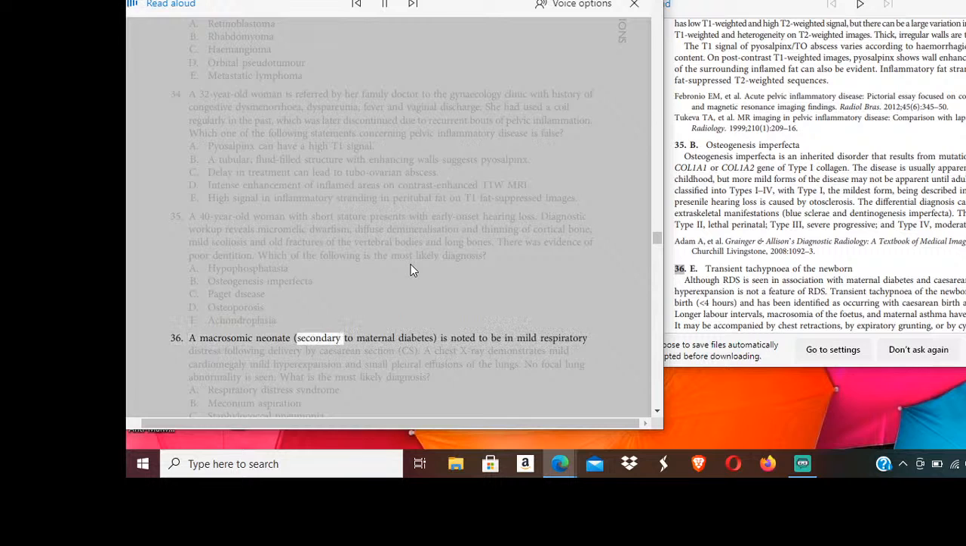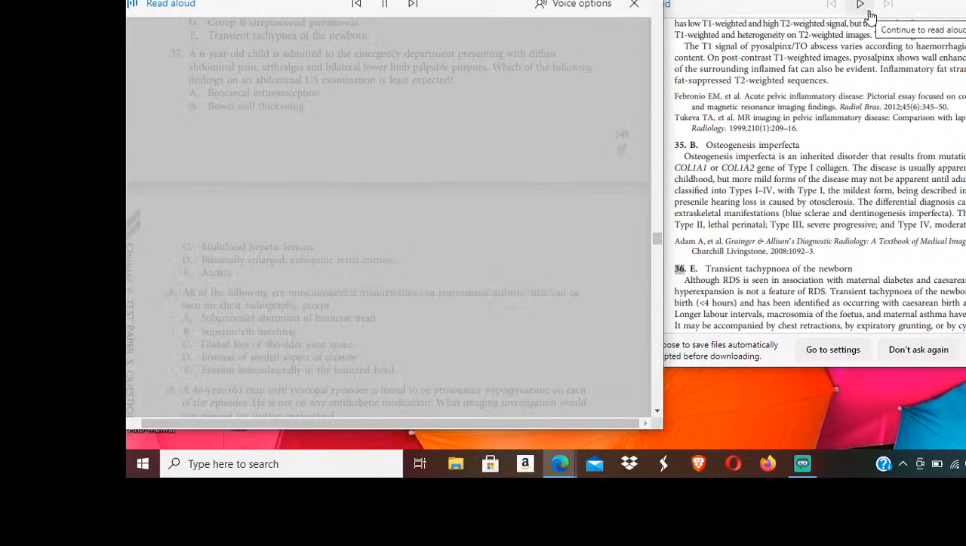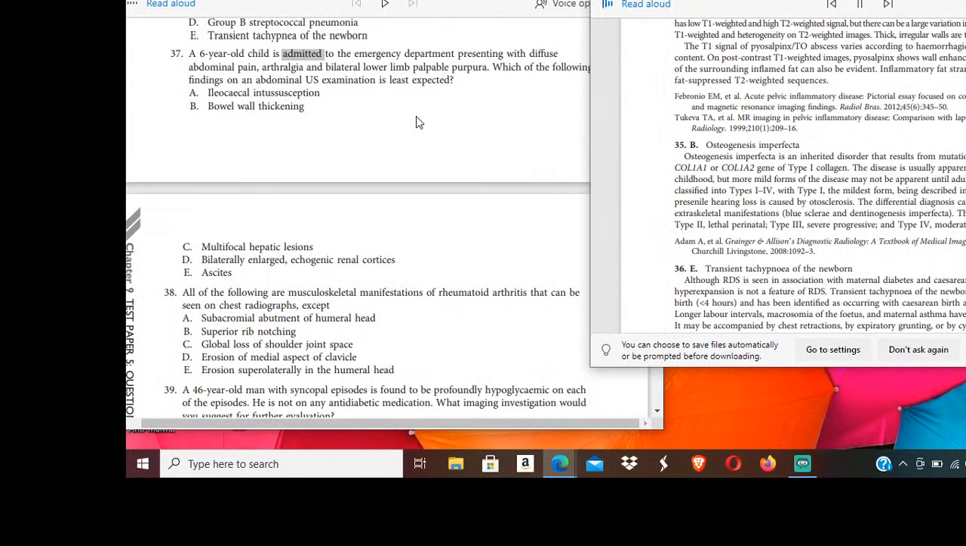36. A macrosomic neonate, secondary to maternal diabetes, is noted to be in mild respiratory distress following delivery by cesarean section, CS. A chest X-ray demonstrates mild cardiomegaly, mild hyperexpansion, and small pleural effusions of the lungs. No focal lung abnormality is seen. What is the most likely diagnosis? A. Respiratory distress syndrome B. Meconium aspiration C. Staphylococcal pneumonia D. Group B Streptococcal pneumonia E. Transient tachypnea of the newborn.